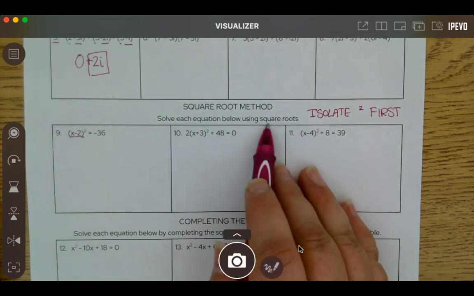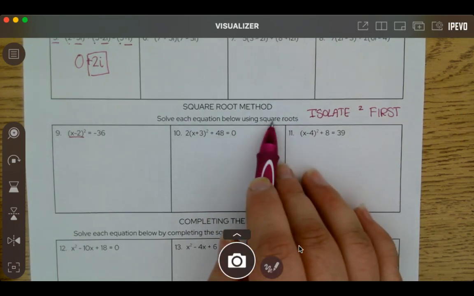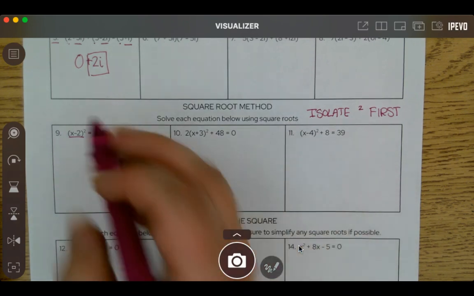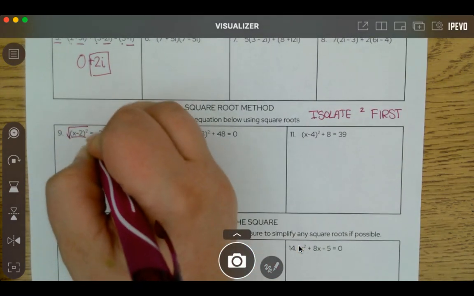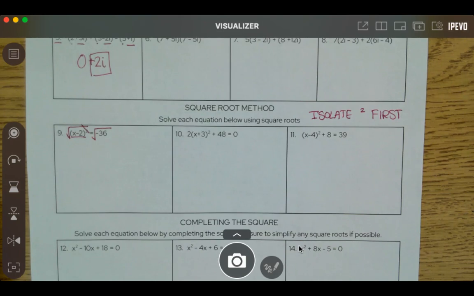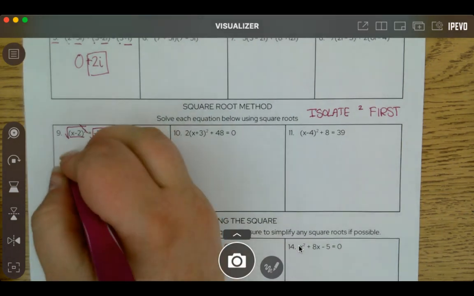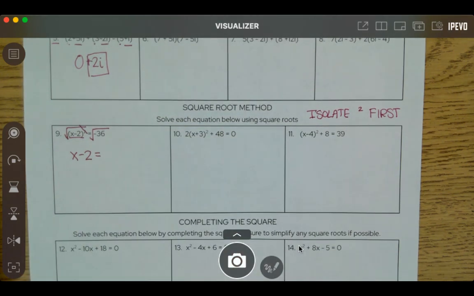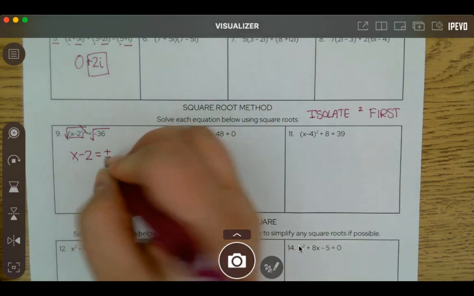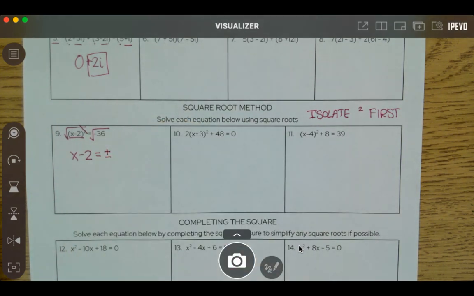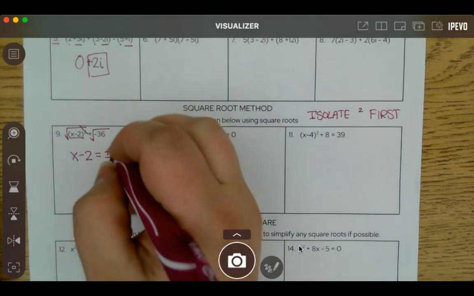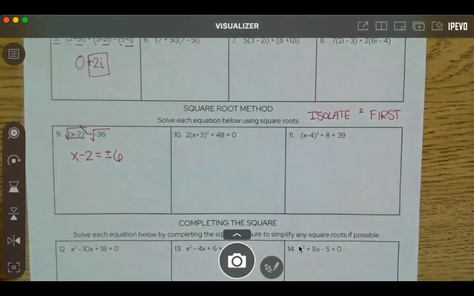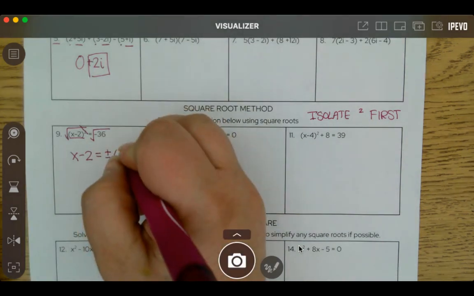Then you, as a hint, look at the directions, square root. Because when you square root, the squared and the square root cancel. And that side is now just x minus 2. You don't need the parentheses, you don't need the squared. Now, let's talk about the square root of negative 36. First of all, whenever you square root, you have to put a plus minus. The square root of 36 is 6. But the square root of negative 36 is 6i.